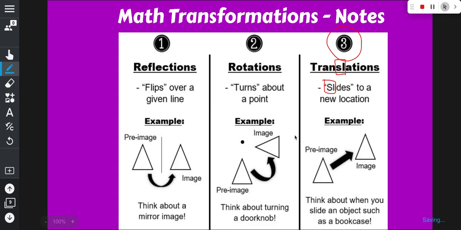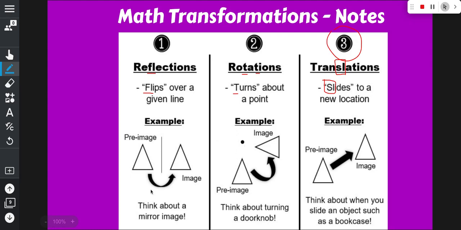For reflection, we have the FL, and that's the first part of flips. A reflection flips the image over a given point. And then rotation has two T's in it because we are going to turn this shape, and it's going to rotate around a point.